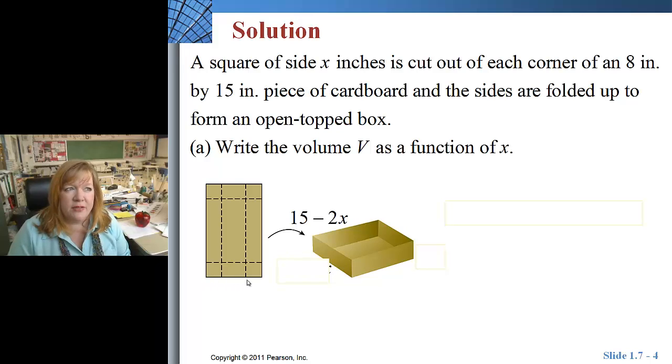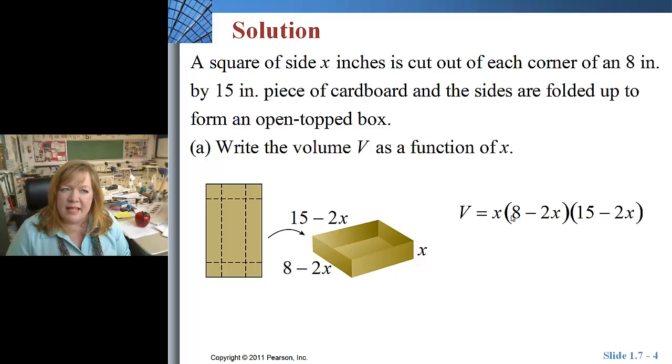Then the width down here, they said it was 8 inches by 15, so it was 8 inches to start with. We're going to subtract x from both sides, so we get 8 minus 2x. And then the height of our box is going to be x. Hopefully by this stage of the game, you know that the volume for a box is length times width times height. So we're going to multiply these three things together. X, 8 minus 2x, 15 minus 2x, that's going to give us the volume.